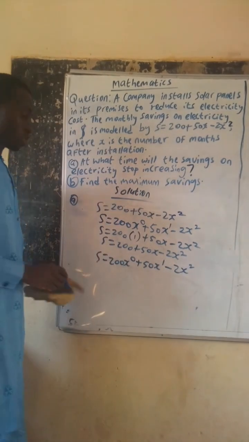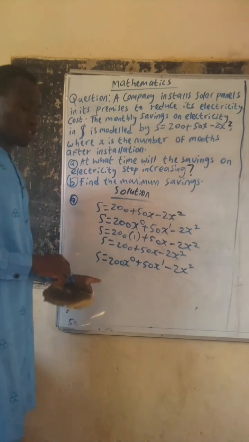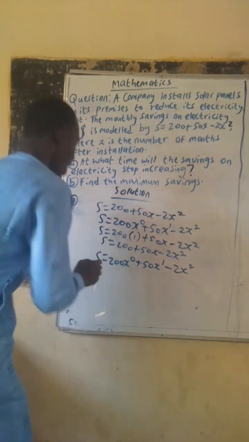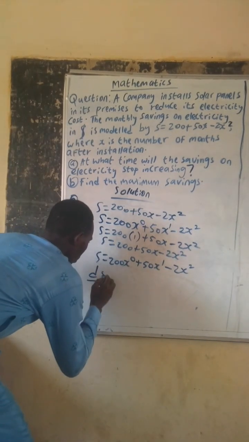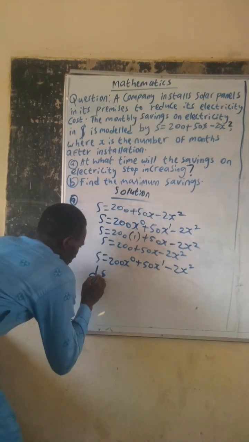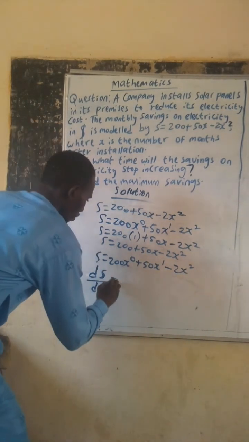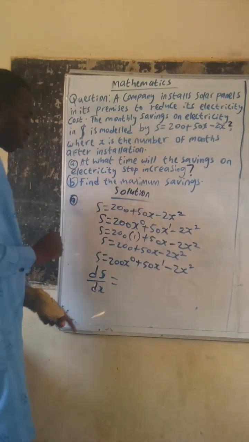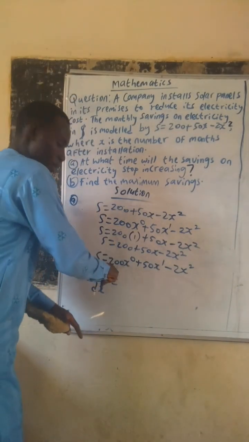So now let's differentiate it. While differentiating this equation S with respect to x, that means we are having dS/dx. Now this is how we differentiate it. This power, we're going to multiply it by 200.